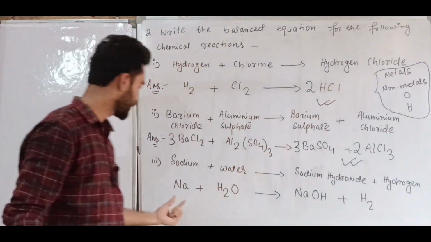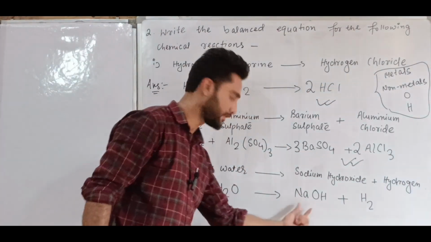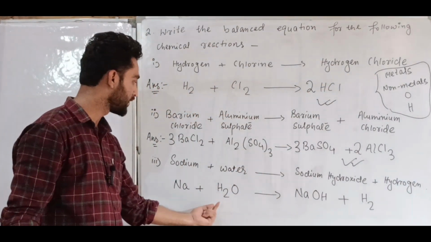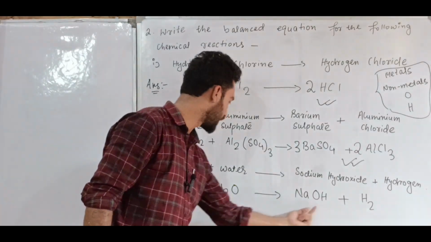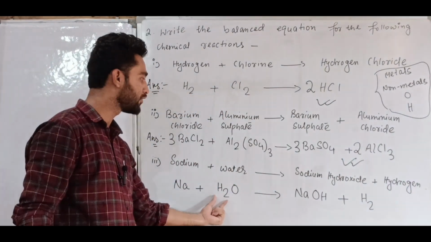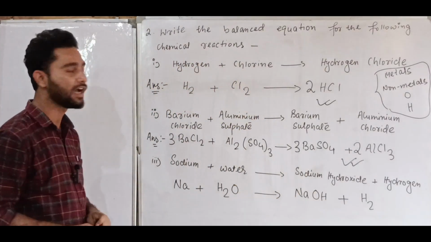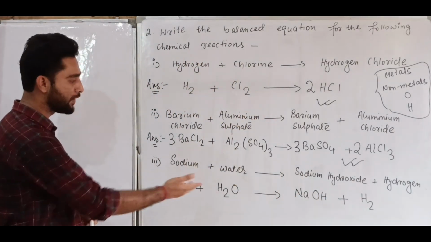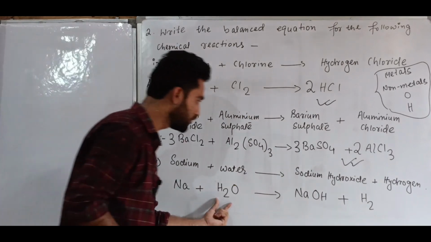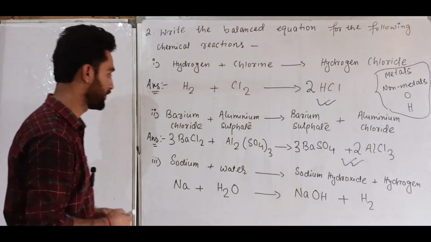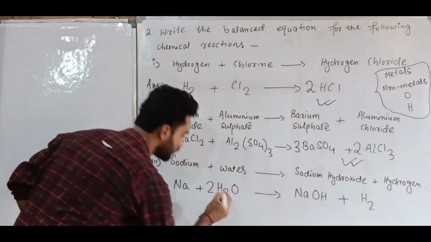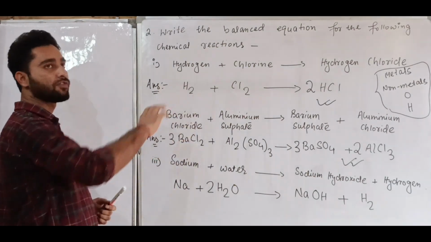First metal, sodium 1, sodium 1. Now oxygen, oxygen 1, oxygen 1. Here hydrogen how many? Here hydrogen 2, but here hydrogen how many? 3. So hydrogen is in the unbalanced state. So try to balance the hydrogen. This side 2, this side hydrogen how many? 3. So here you put 2. Okay, now again start from the beginning.